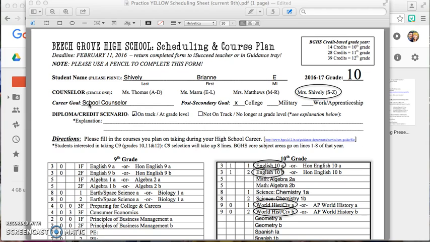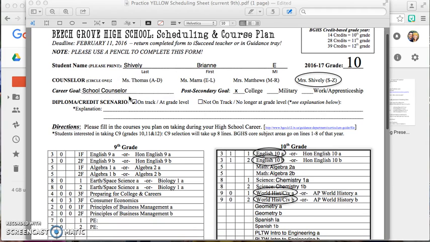If you're not sure what classes to take to go with that interest or that career, that's something to talk to your parents about. Use Naviance to do a little bit more digging. Talk to your counselor about it. Just open up that communication and have some conversations about it, even with your I Succeed teacher. So this kind of concludes our paper pencil scheduling component.